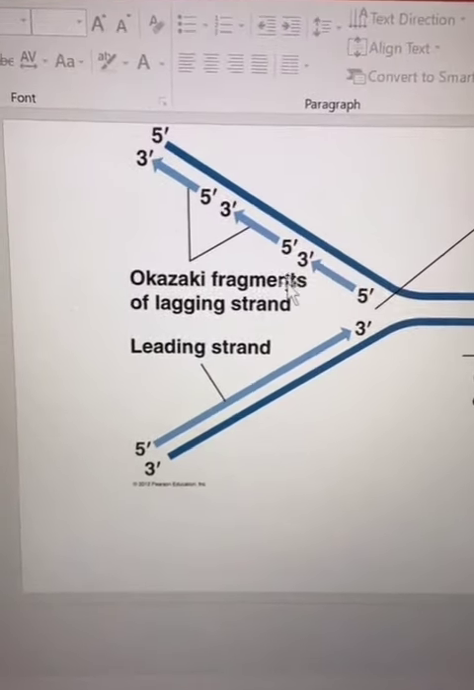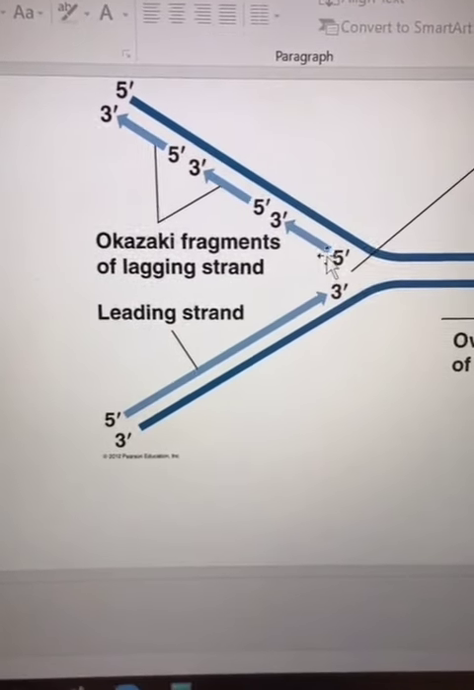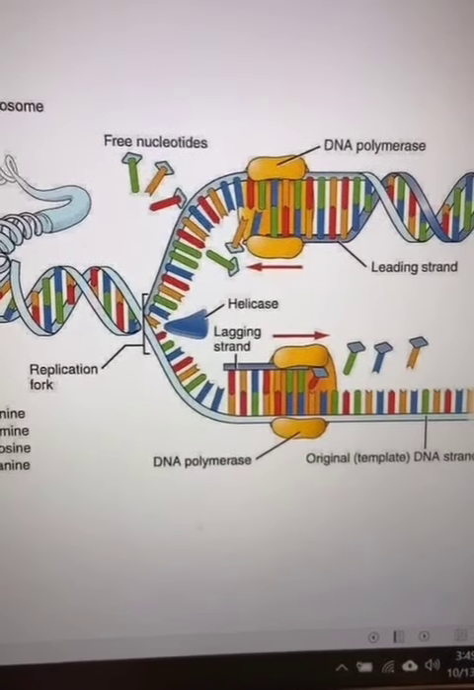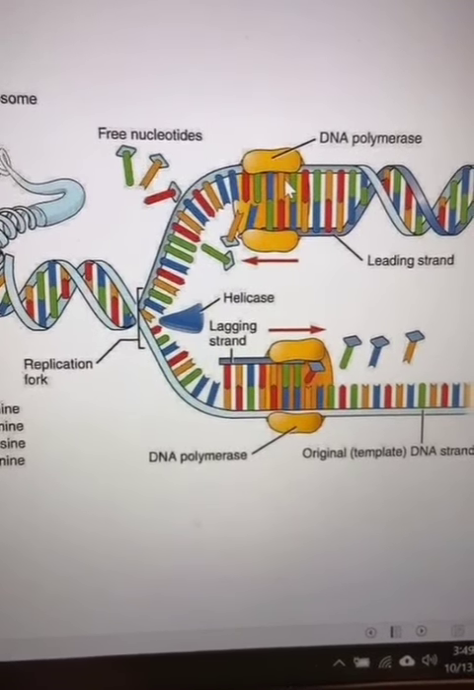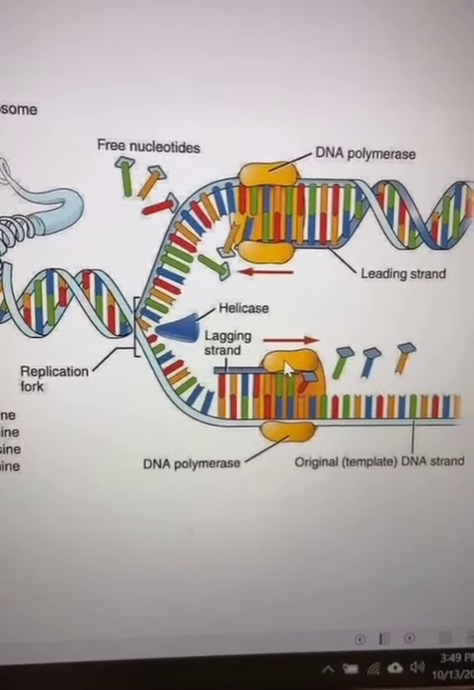The other strand is known as the lagging strand. That's because it has to go in the opposite direction, because DNA polymerase can only run in a 5' to 3' direction. One way to remember this is that on the leading strand, DNA polymerase will go towards the replication fork. On the lagging strand, the DNA polymerase will always go away from it.